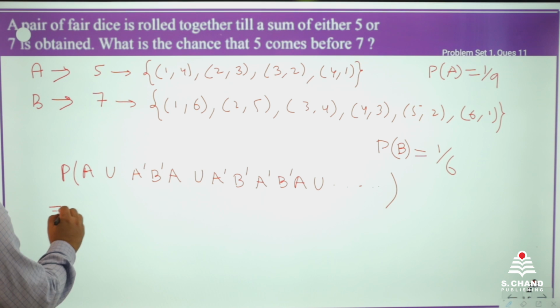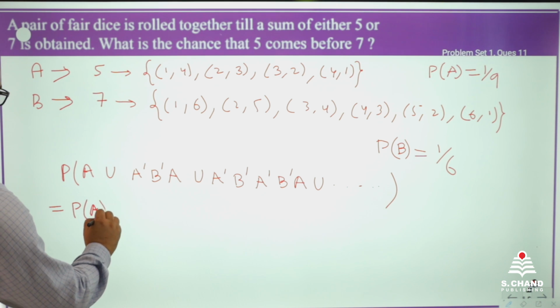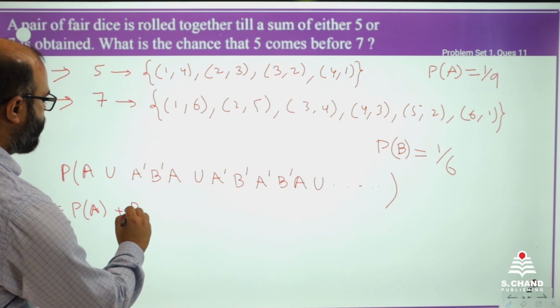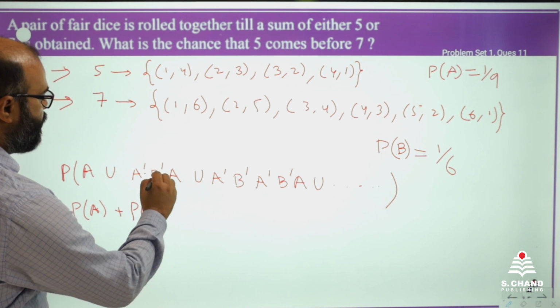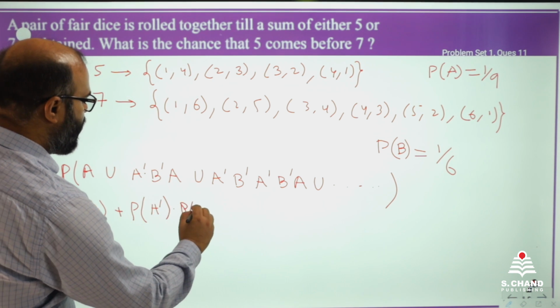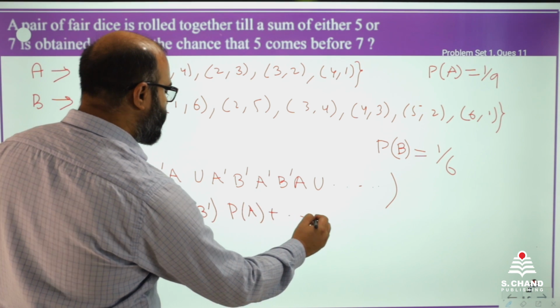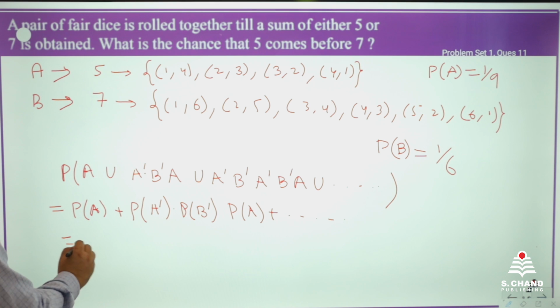So when you apply the probability formula, this will be P(A). Since these are mutually exclusive events, you can write them in addition. And since these are independent events, you can write them in multiplication, by the multiplication theorem, like this. And this goes on.